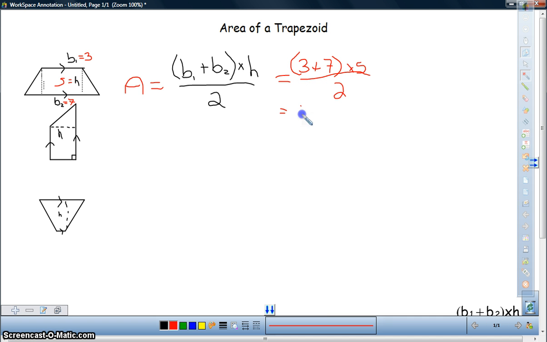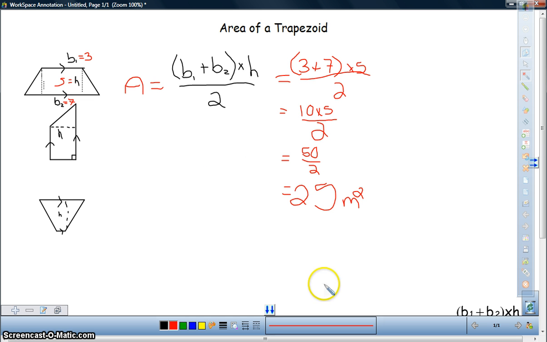3 plus 7 is 10, times 5, all divided by 2. Try to get in the habit of keeping your form and keeping all the steps as you progress down. 50 divided by 2. So our area of this trapezoid is 25, and let's say it was meters squared. All those numbers that I've given here would be given in the question. They're not things that you have to create.